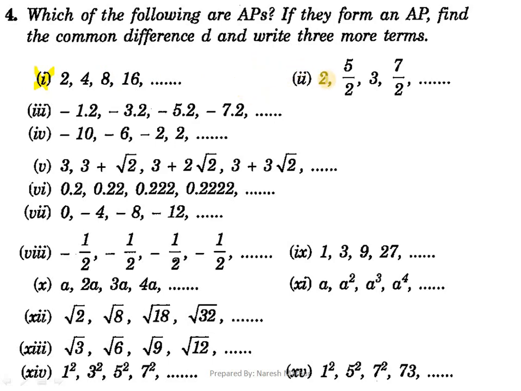In the second one, 2, 5 by 2, 3, 7 by 2. For simplicity, you can just convert it into a decimal also. 5 by 2 means what? 2.5. So 2, 2.5, 3 and 3.5. We can say yes, they are making an AP. So the common difference would be 0.5 or 1 by 2. And here we can find the next 3 terms also. 7 by 2 means 3.5. Then the next 3 terms would be 4, 4.5, 4.5 means what? 9 by 2, and then 5.